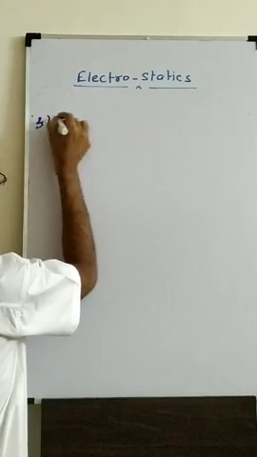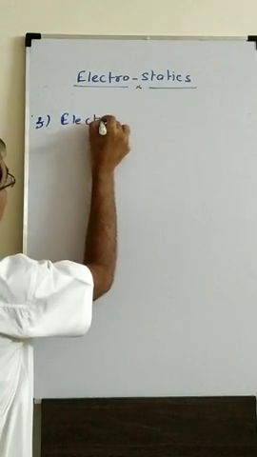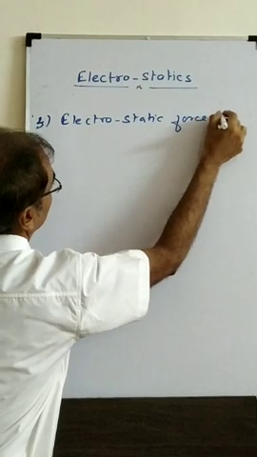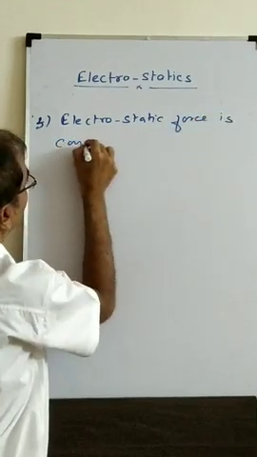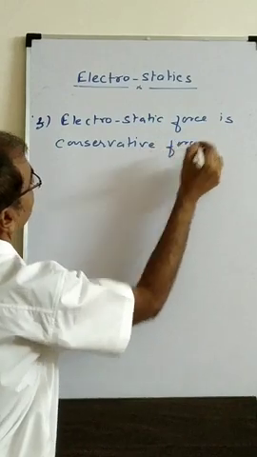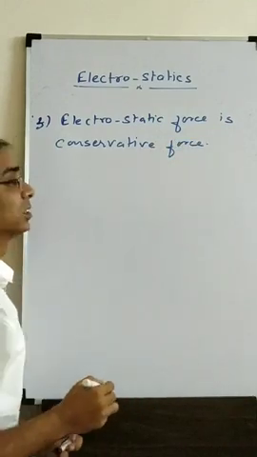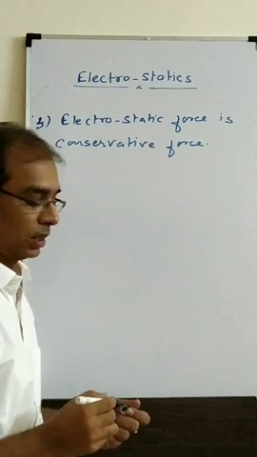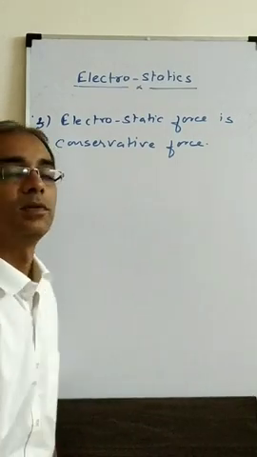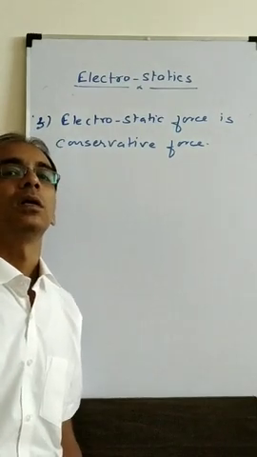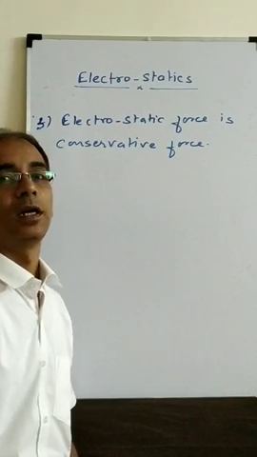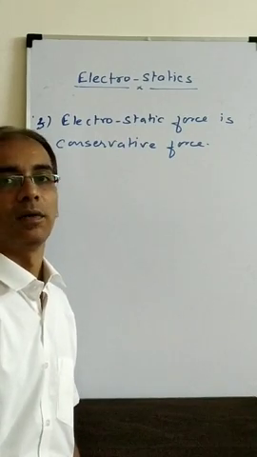Third property, electrostatic force is a conservative force. What is the meaning of conservative? Conservative force meaning is work done by these forces does not depend on the path. It only depends on initial and final positions. Work done by conservative forces only depends on initial position and final position of the path, and they do not depend on what kind of path is being traveled.